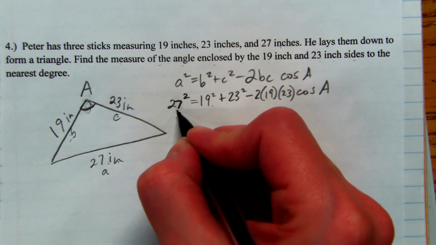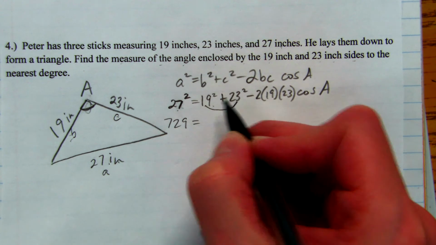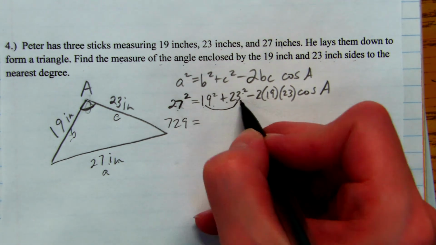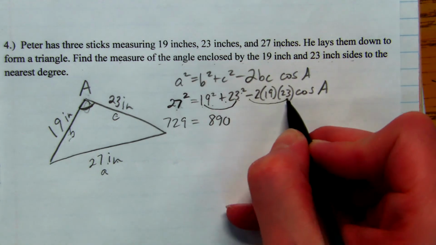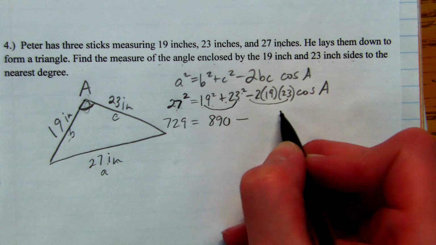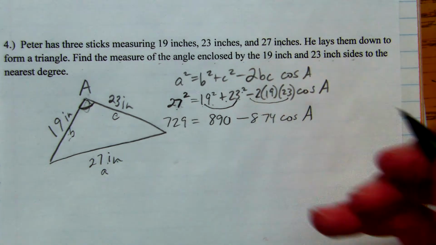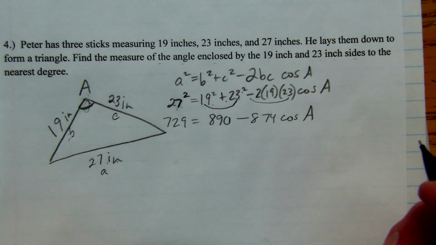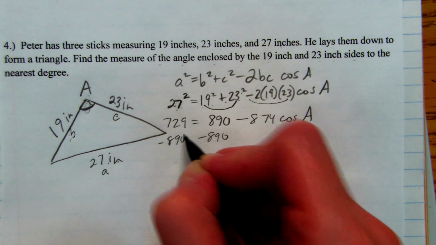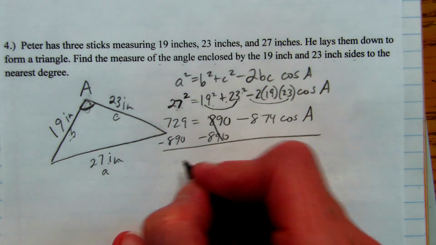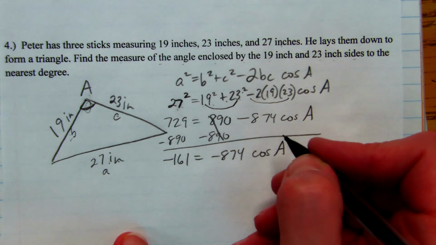So we can do 27 squared, we get 729. We're going to do the 19 and 23 squared, square them, and then add them. If you just put that part in, you will get 890. And then we do all of this together, so 2 times 19 times 23, and you get 874 cosine angle A. What do we do next? Minus 890. Subtract the 890 so that we can get the part with that cosine by itself. So if we subtract that, we get negative 161 equals negative 874 cosine of A.